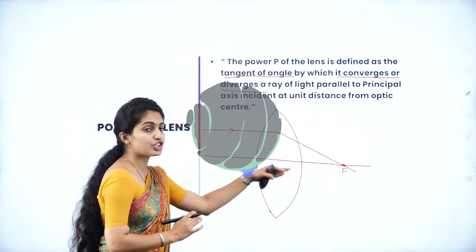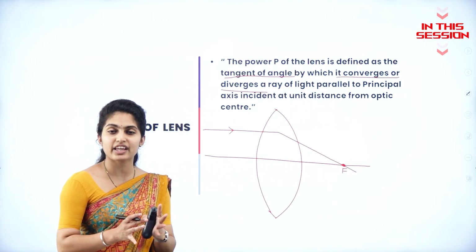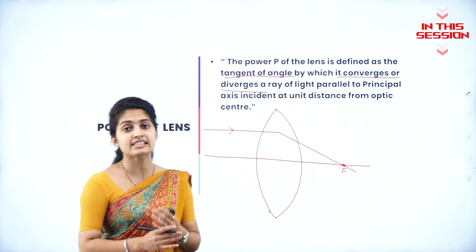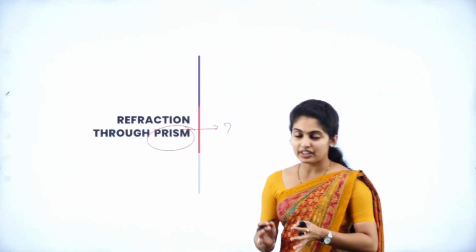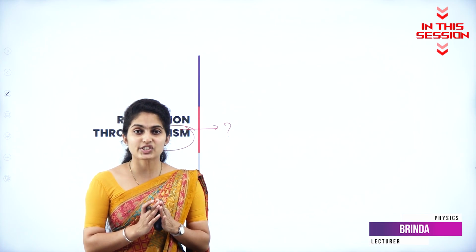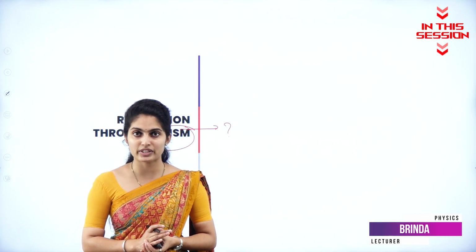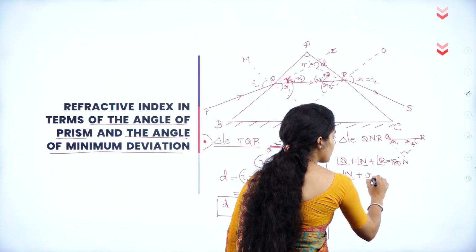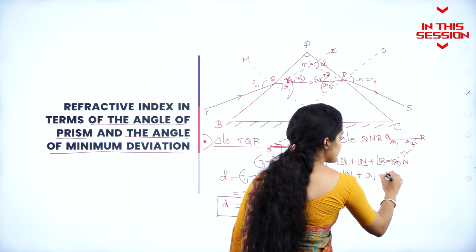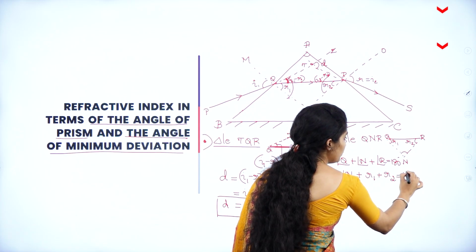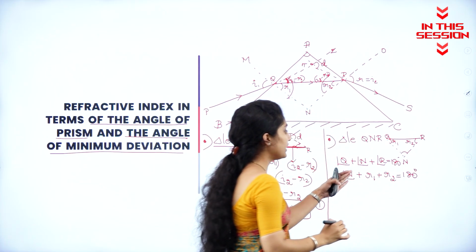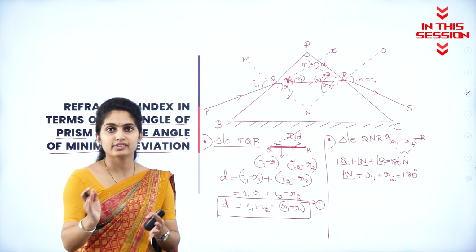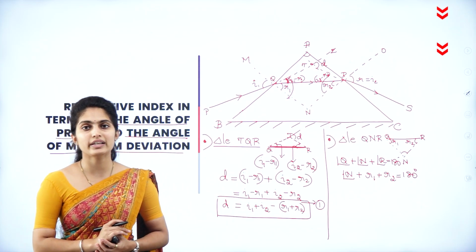There is a converging lens which is placed over here, and the ray of light which is passing through that lens is said to be converging. When the incident light is a white light, what happens to the light rays? It just splits up into 7 constituent colors. That is the VIBGYOR. Angle Q is R1 plus angle R is R2, which is equal to 180 degree. Angle N plus R1 plus R2 is equal to 180 degree.